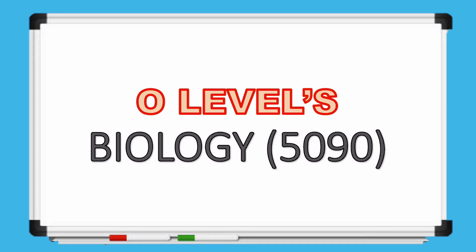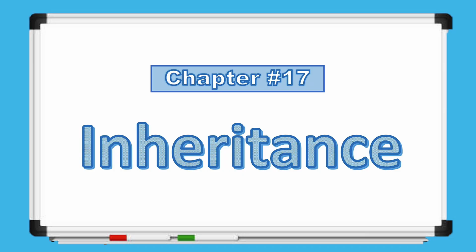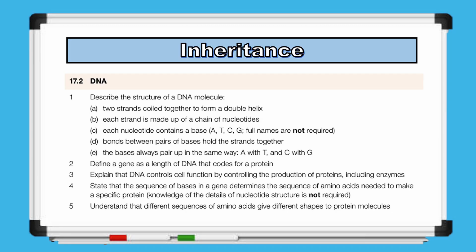This is your guide for preparing for your O-Level Biology Cambridge examinations. We are currently studying Chapter 17, which is Inheritance. Today, we will begin with Unit 17.2, which focuses on DNA. In this unit, we will go through the key specifications that you need to understand, so let us begin.